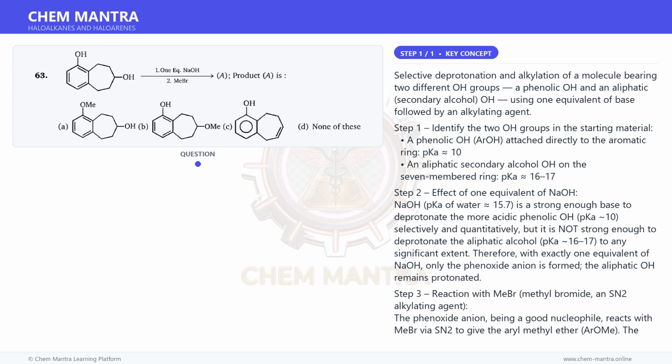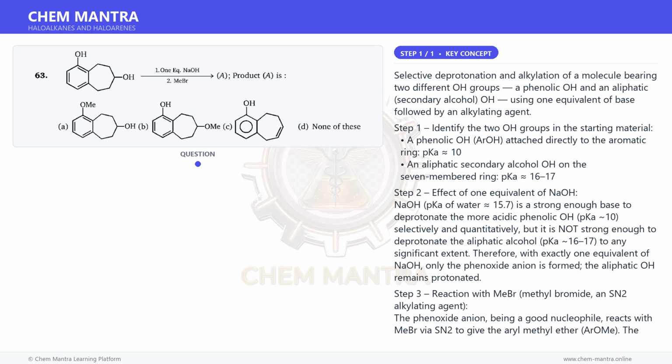Step 2. Effect of one equivalent of NaOH. NaOH, conjugate acid water pKa 15.7, is a strong enough base to deprotonate the more acidic phenolic OH, pKa about 10, selectively and quantitatively, but it is not strong enough to deprotonate the aliphatic alcohol, pKa 16 to 17, to any significant extent. Therefore, with exactly one equivalent of NaOH, only the phenoxide anion is formed; the aliphatic OH remains protonated.